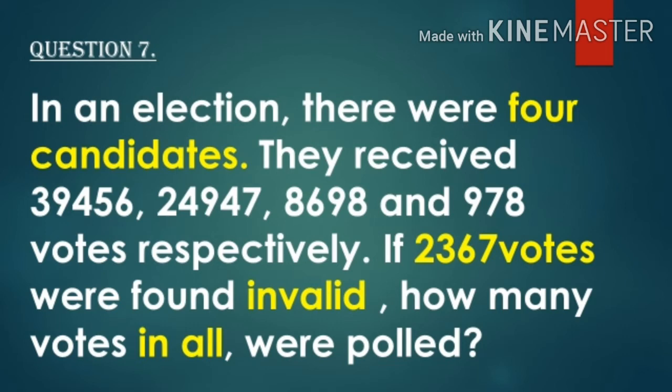This means the first candidate received 39,456 votes, the second candidate received 24,947 votes and the third candidate received 8,698 votes. The fourth candidate is also there. He has received 978 votes. Now see the next step. If 2,367 votes were found invalid, so some invalid votes are also there.